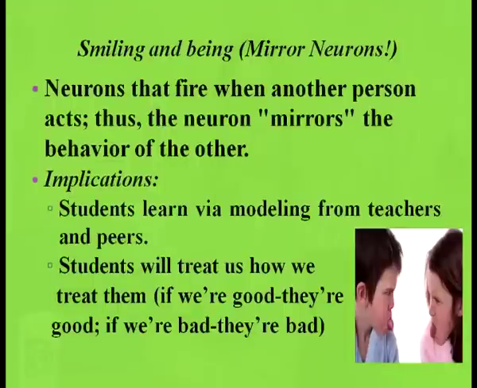Smiling and being kind means mirror neurons. These are neurons that fire when another person acts. Thus, the neurons mirror the behavior of the other. It can be implemented as students learn via modeling from teachers and peers. Students will treat us how we treat them. If we are good to them, they will be good to us. If we don't talk to them sweetly or softly, they will also be bad with us.